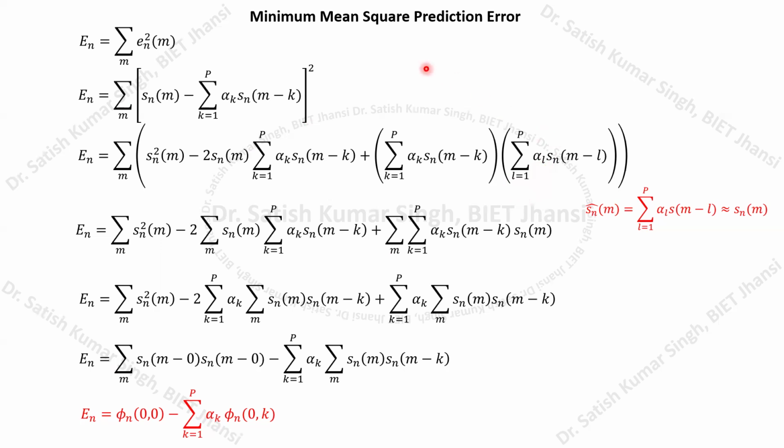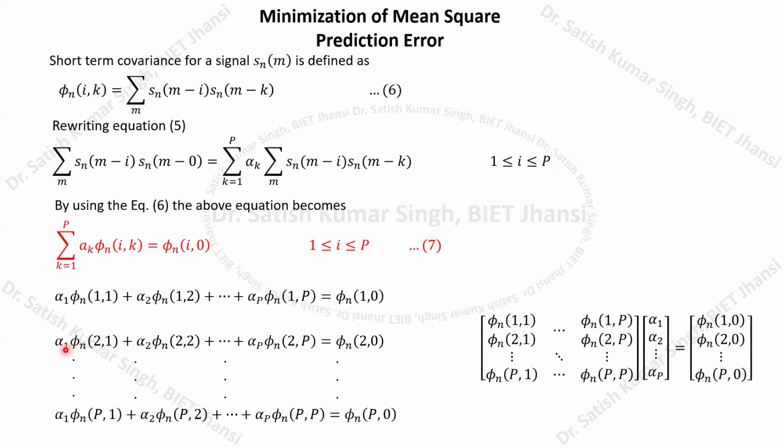So in that case, what we can consider is that this predicted value of SNM will be almost equal to SNM. Why is it almost equal to SNM? Please try to understand, because here we have already minimized the equation of En. Okay, we have already minimized here, right? And after the minimization technique, we have calculated the values of alpha k, right?